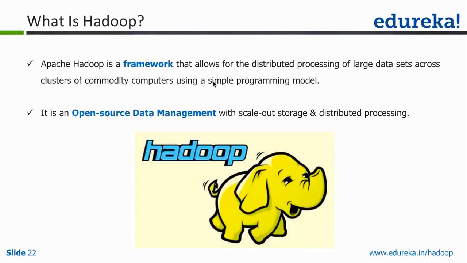So in Hadoop, you can scale up to any number of nodes in a cluster. Hadoop gives you the power to distribute your data across a cluster of commodity computers, and these could be as big as 10,000 nodes, where your data is stored and can be retrieved in parallel. A lot of distributed processing can be done using a programming model called MapReduce. We will be going into details of each of these things as we go ahead. It is an open source data management tool with scale out storage and distributed processing.